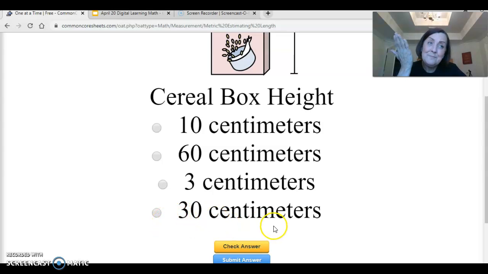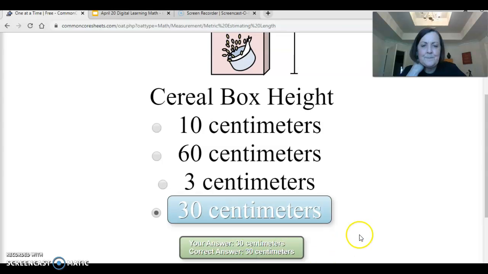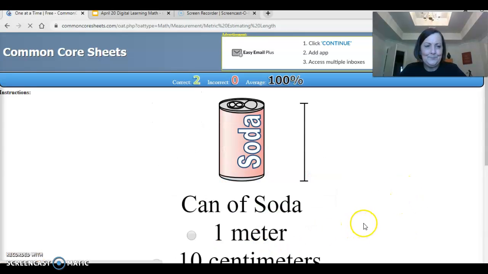I might miss it, but I'm learning, right? We're learning. So let's try our best. We know at least we eliminated 2, didn't we? All right, let's check our answer. Oh, we got it right. Yes. That was a good one. Let's go to the next one.